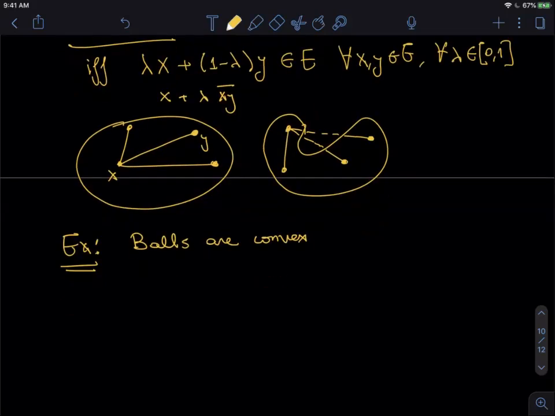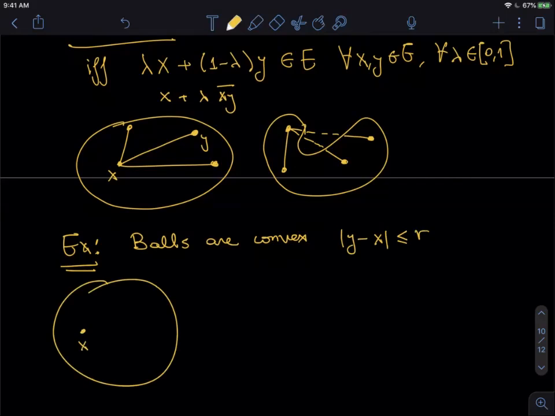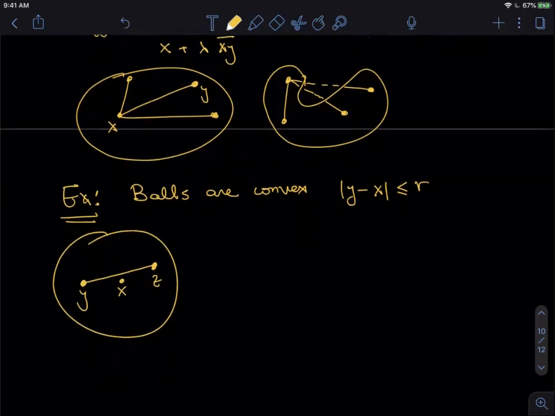This is clear geometrically, but let's check. So if we have a ball, that means |y − x| ≤ r, okay? Let's say we have 2 points inside the ball. x is the center, so let's keep that as the center, and let's take 2 points, y and z, okay? And we need to see that the line that connects those two is always inside the ball. So let's work on that.